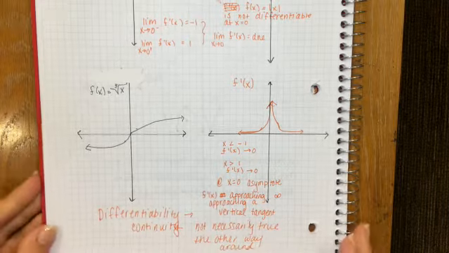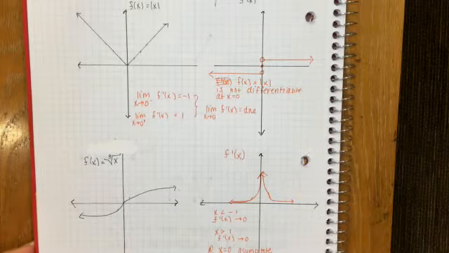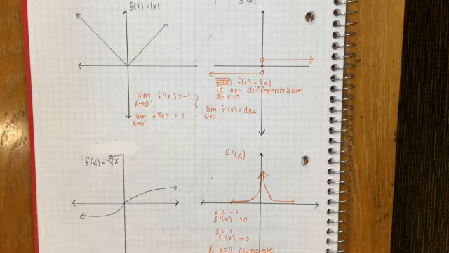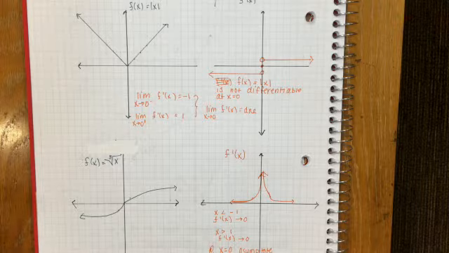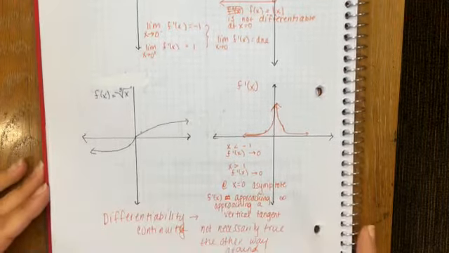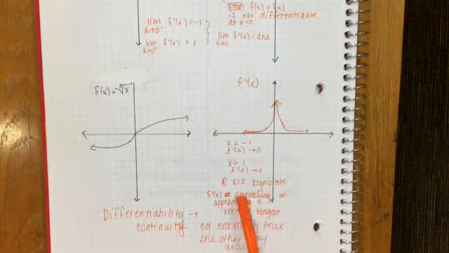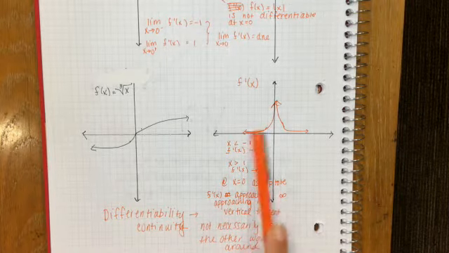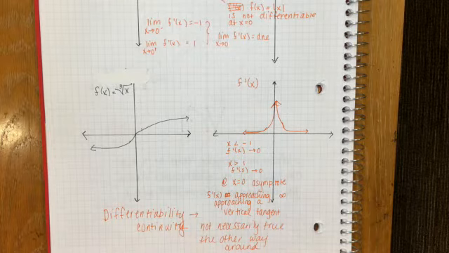Absolute value is a corner. The individual limits exist, but they are a different number, -1 and 1. They don't have to be opposite. They just have to be different values. A vertical tangent, I wrote here, vertical tangent is when both limits approach either infinity or negative infinity.